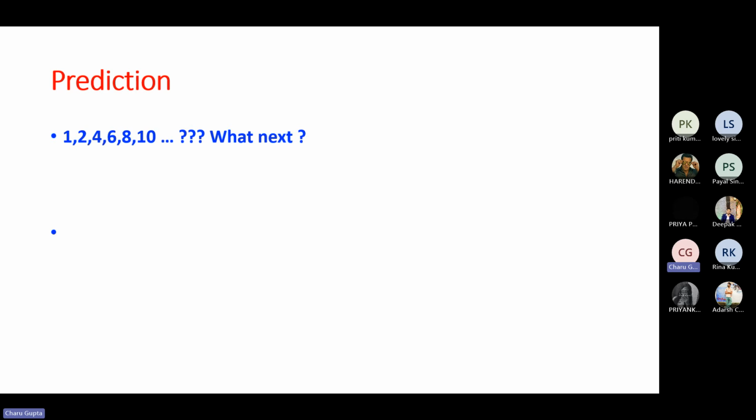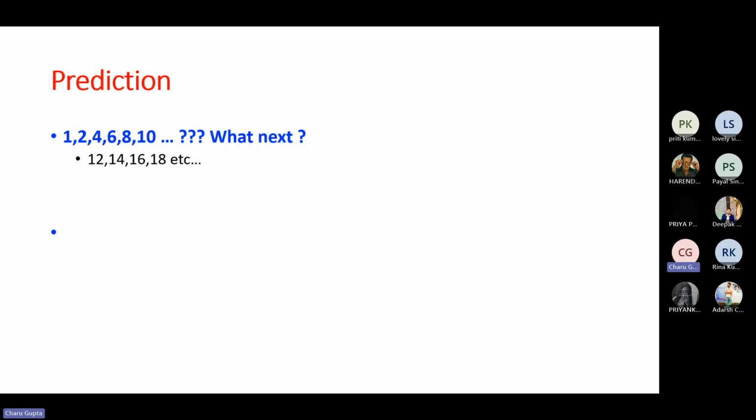So let us start with an example. If I ask you to predict what next, you can easily predict that it is a range, there is a trend, that these numbers are increasing by 2. So the next one would be 12. Okay. So this is prediction.